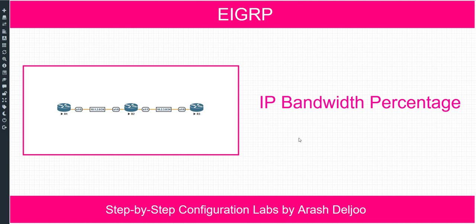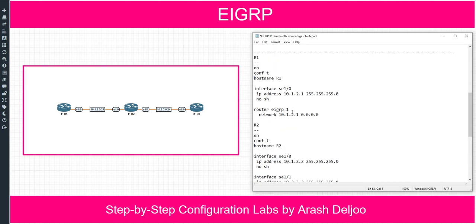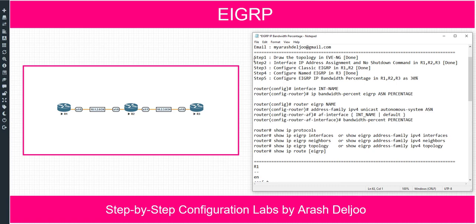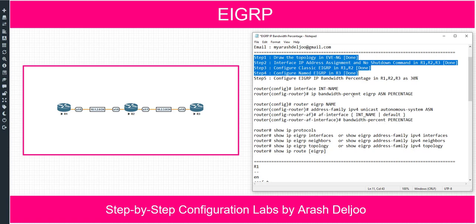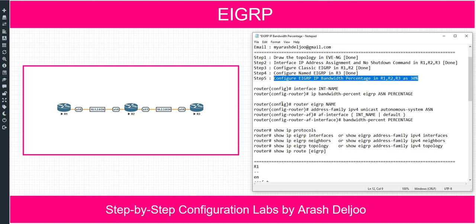Actually, we are talking about the IP bandwidth percentage configuration on EIGRP. This is our text file, and here we have 5 steps. Step 1, step 2, step 3, and step 4 are similar to the previous scenarios: configuration of EIGRP in classic method in R1 and R2, and also with named method in router 3. And we should do only step 5, configure EIGRP IP bandwidth percentage in R1, R2, R3 as 30%.